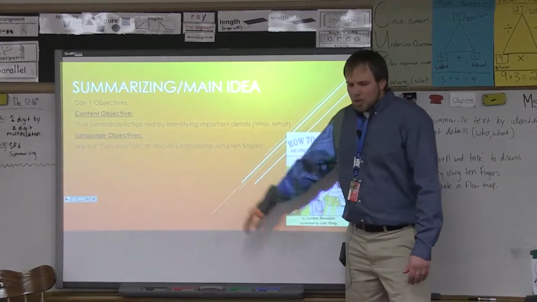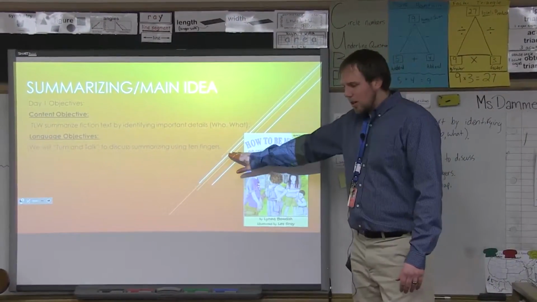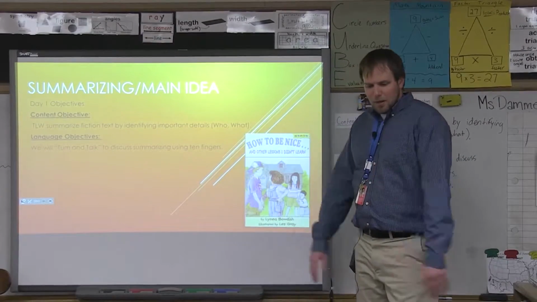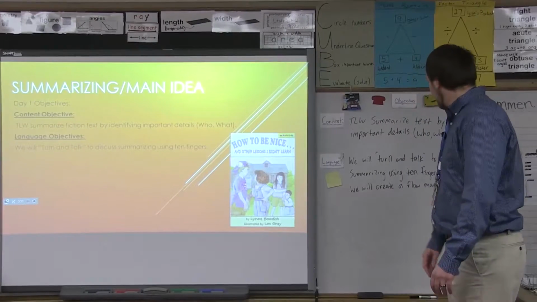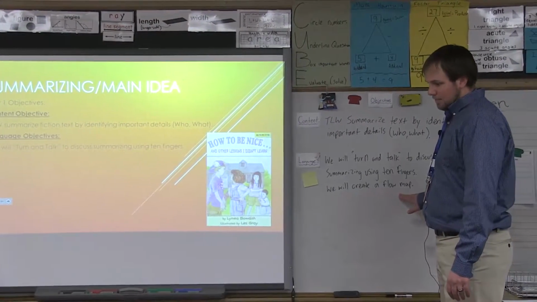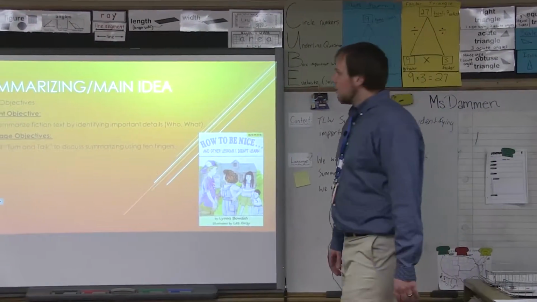And our language objectives, okay, how you're going to do it, you're going to turn and talk to your partner to discuss summarizing using the 10-finger. Remember the paragraph shrinking method that we've done? Yeah. Okay. And I added another one right here. We're also going to create a flow map, all right, with your partner. And I'll let you guys go off and do that at the end here.